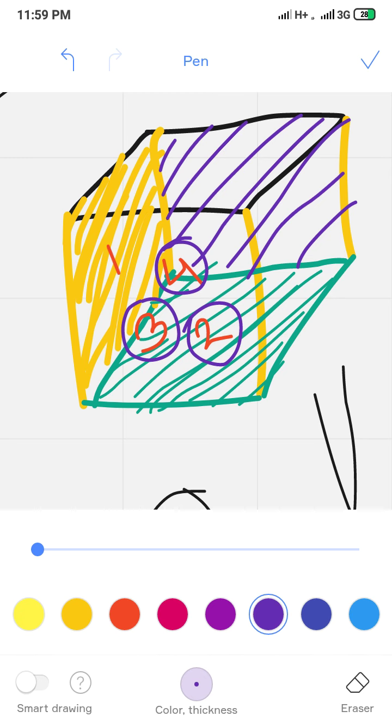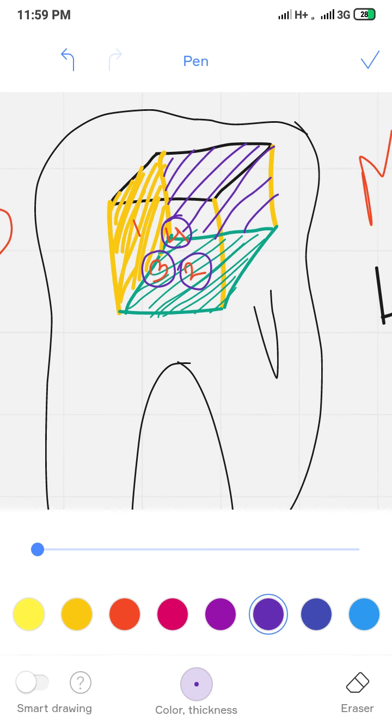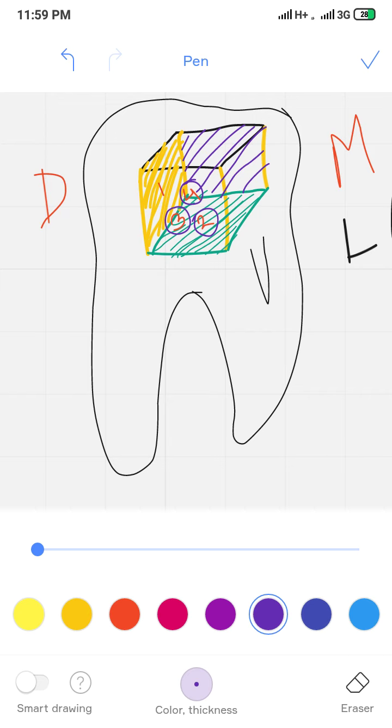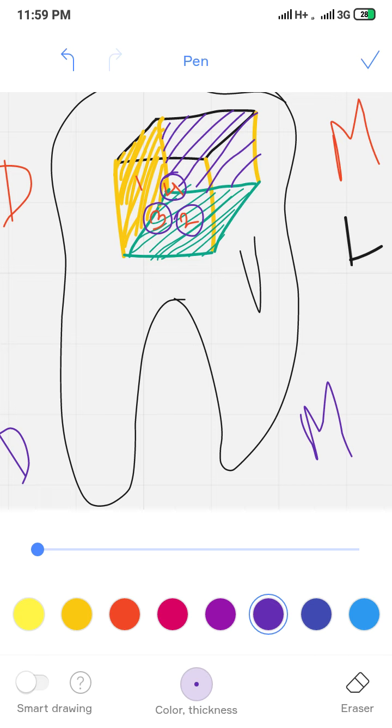Okay, so let's imagine this as a tooth in 3 dimensions. So this is our mesial root and this is our distal root, right? So the highest chance of having a canal orifice is the number 4 position, and these are the number 4 positions.